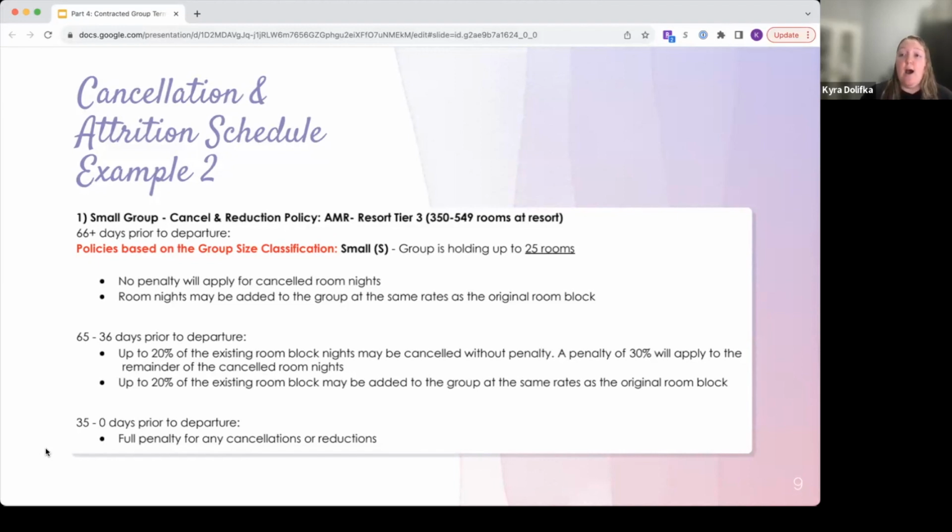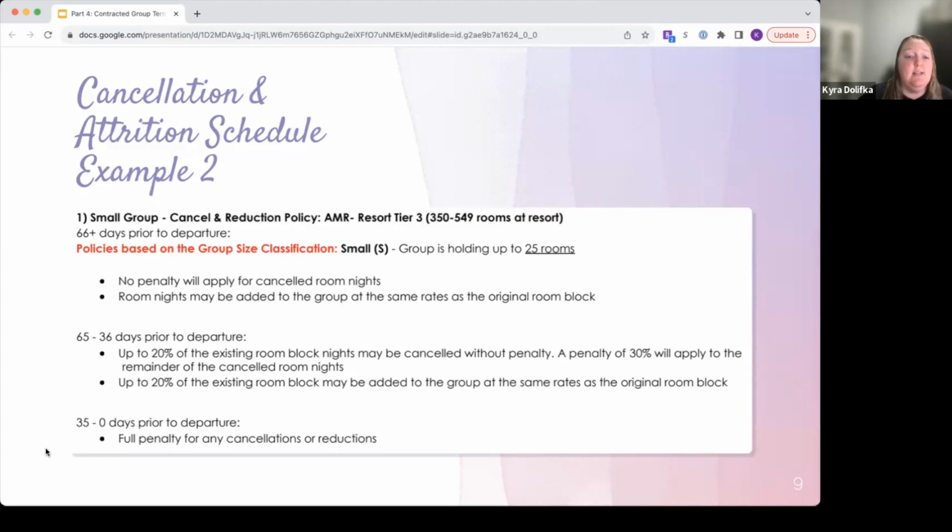This means if you underblocked rooms, you didn't block enough rooms, they will add room nights at the original rate that you contracted, assuming there's availability. Please keep that in mind. Availability is not promised unless it's been held in the contract at contracting time. So it's not guaranteed there's availability, but if you need to add some nights, add some rooms, you can do that at the original rate.